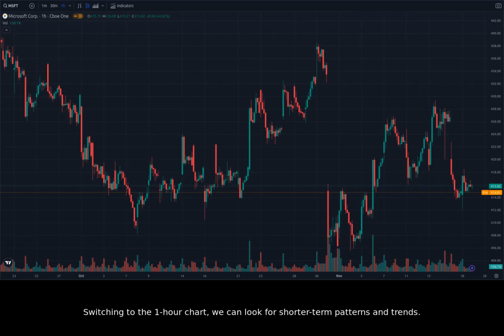Switching to the 1-hour chart, we can look for shorter-term patterns and trends. The hourly chart allows us to observe more frequent price fluctuations. Analyzing the 1-hour chart can help us identify entry and exit points for shorter-term trading strategies. Remember, the short term is more volatile and should be traded accordingly.